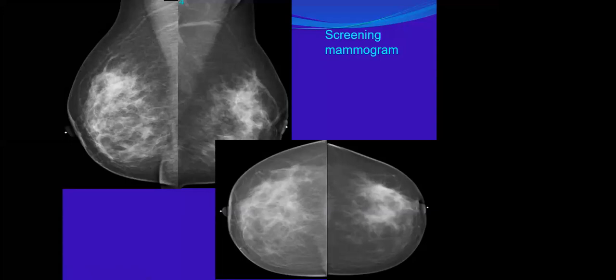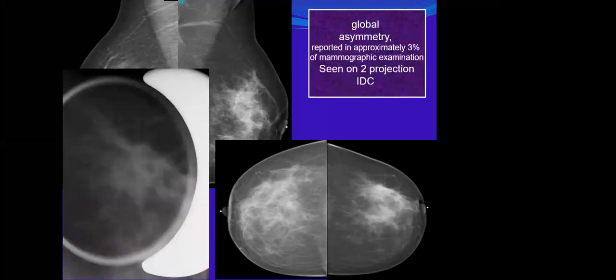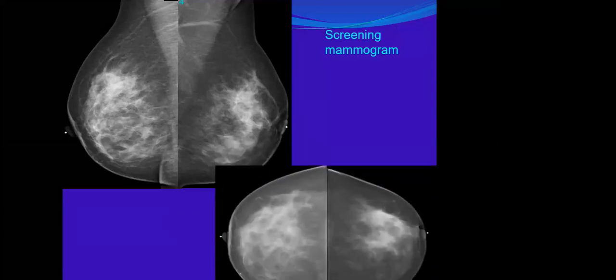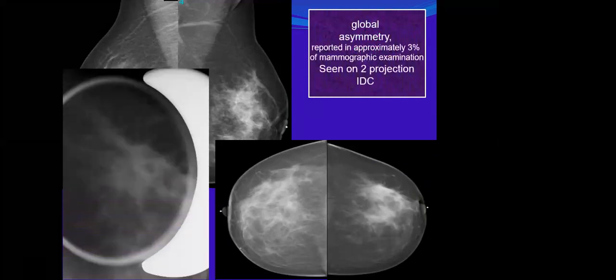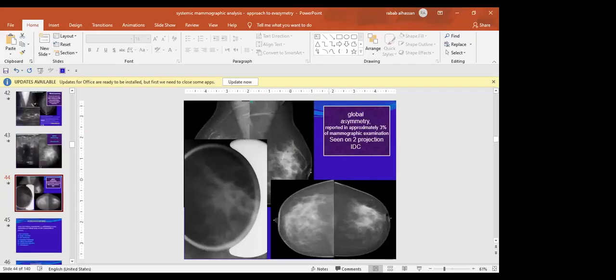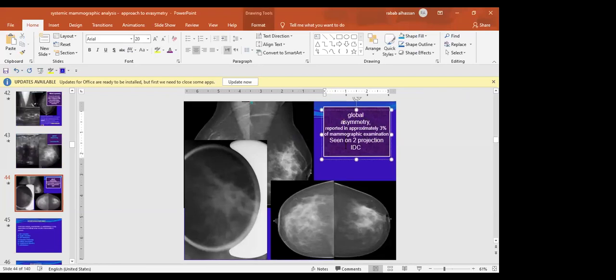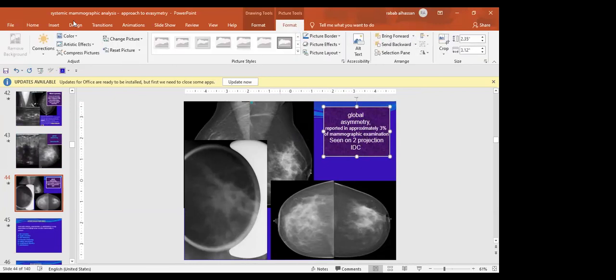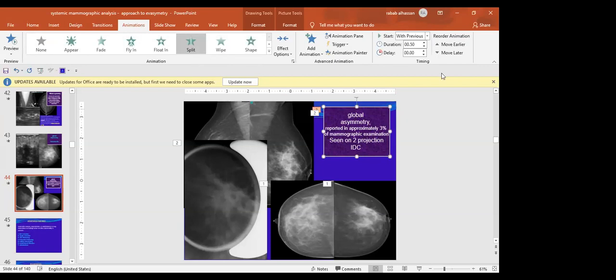So BI-RADS 4C, for biopsy. Okay. And I would like to show you this is before the diagnosis. It came together. Let me see. Sometimes the animations change, I don't know.